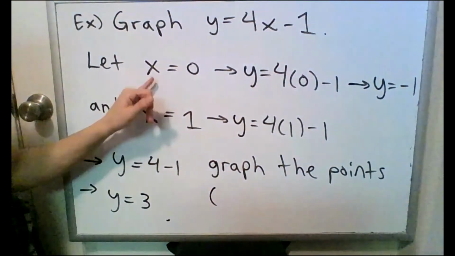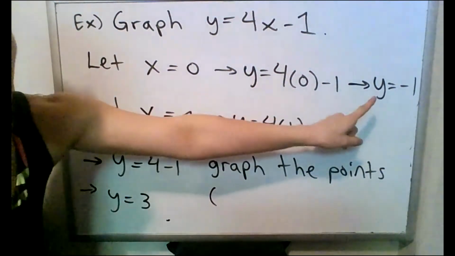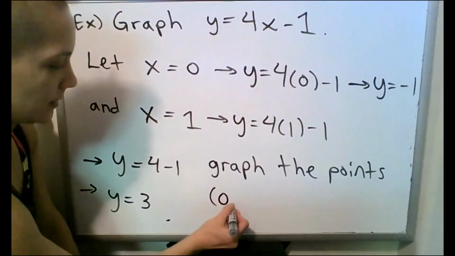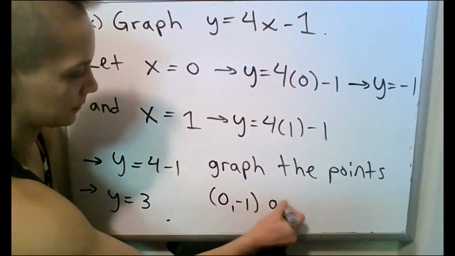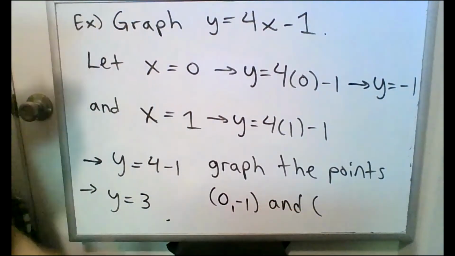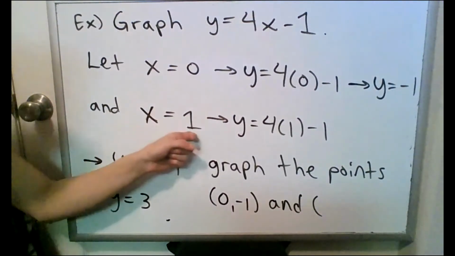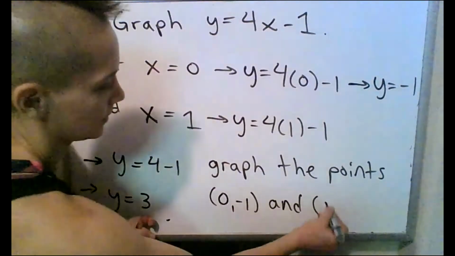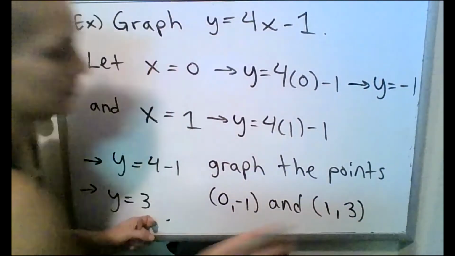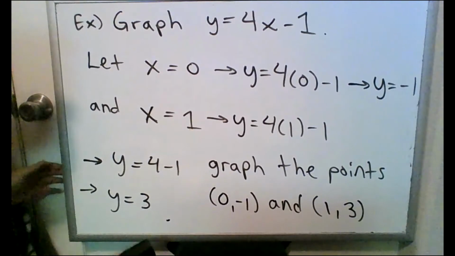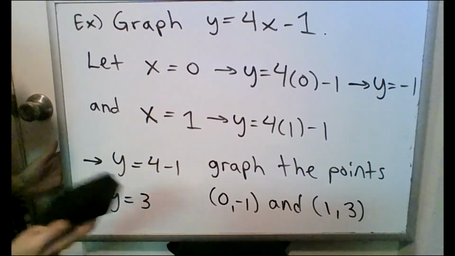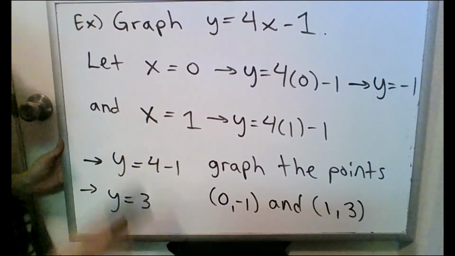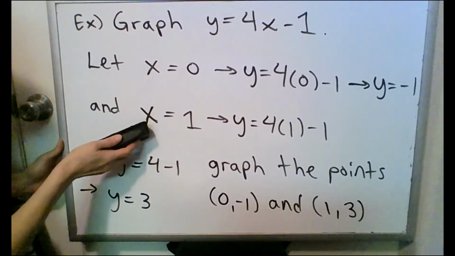There's a point (x, y). First one was 0 for x, -1 for y. The other point I got was letting x equal 1, and when I did that, I got y equal to 3. So you need 2 points, any 2 points. I picked just random numbers for my x values to get those points.